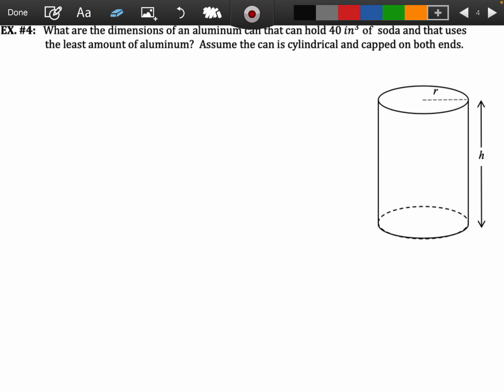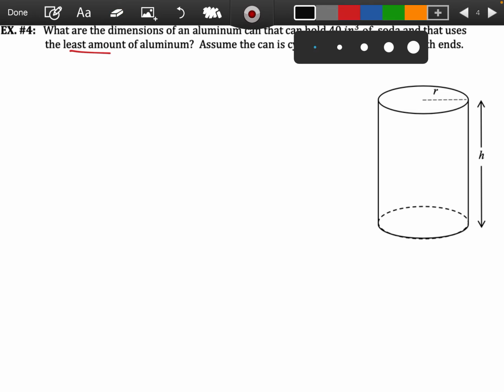All right, guys. Here's another problem. Example 4. What are the dimensions of an aluminum can that can hold, again, 40 inches squared of soda and that uses the least amount of aluminum? So when we hear the word least, they're telling us they want us to minimize the volume, all right? No, not the volume. They want us to minimize the aluminum.